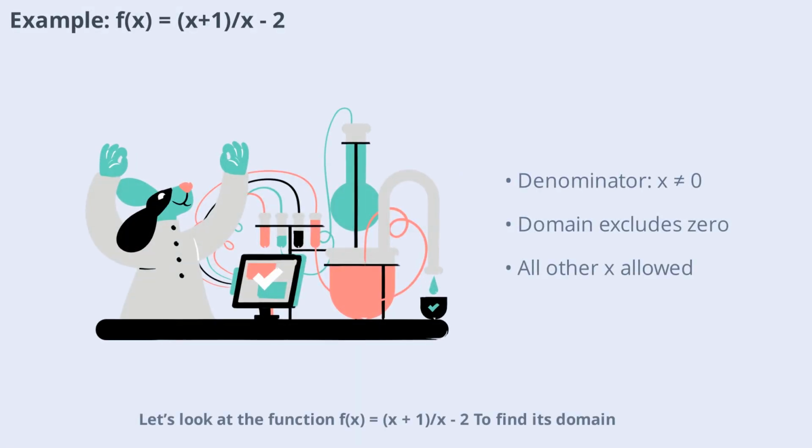Let's look at the function f(x) = (x + 1)/x². To find its domain, we focus on the denominator, which is x². We set x² not equal to 0 because division by 0 is not allowed. So the domain of this function is all real numbers except x equals 0. This simple step ensures the function remains defined and avoids mathematical errors. Remember, always check the denominator when dealing with fractions in functions.